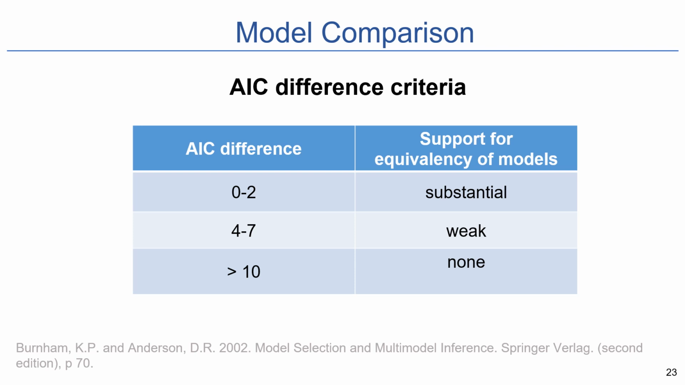So if the difference between the values of our information criteria is lower than 2, then we can say that our models are the same. We have substantial equivalency between them. And if the difference ranges from 4 to 7, then we have weak similarity or weak equivalency between models. And if this difference is larger than 10, then we say that these models are not similar.